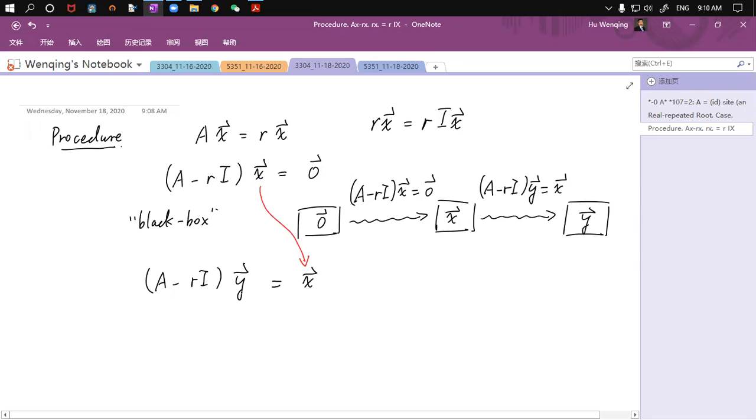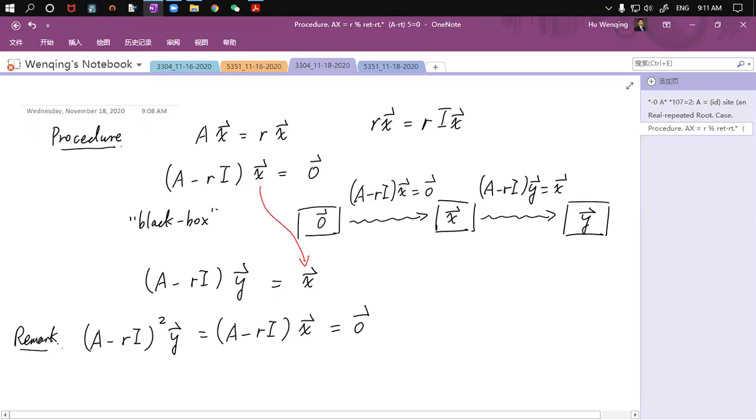Moreover, if you use the first equation, you immediately find that (A minus rI) squared times y is nothing but (A minus rI) times x, because you take one factor out, that gives x, and (A minus rI) x is 0. So y is actually a solution of another equation, (A minus rI) squared y equals 0. Is that good, family? This is only a remark, but it is also true.